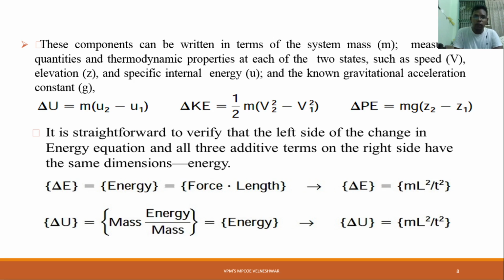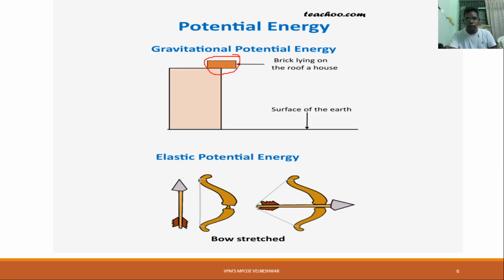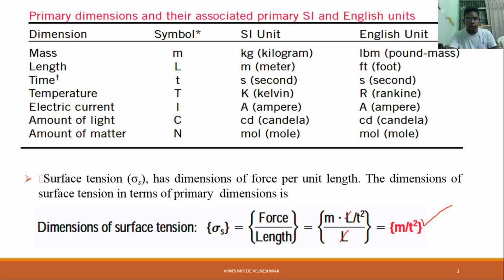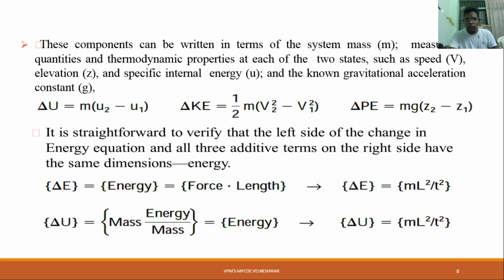It is straightforward to verify that the left side of the change in energy equation and all three additive terms on the right side have the same dimensions. That is delta E is equal to energy, that is equal to force into length. Whatever energy it is, we have to consider force and length. Just now we have seen what is the formula for force: m L by t square. Here one more, it is a length, m L by t square into length. So finally we will get m L square by t square.